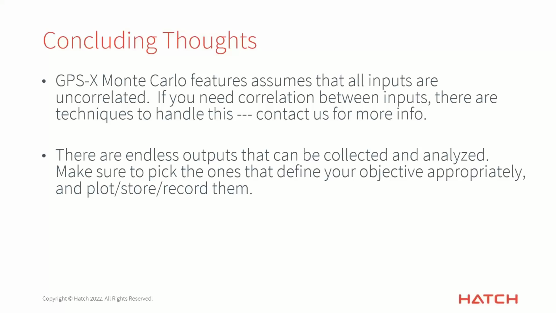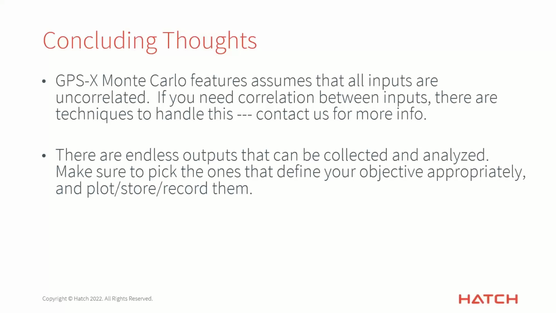Another thought is that there are endless different types of outputs that you can collect. Even though you're only selecting a handful of inputs to apply your randomness to, you can collect all the GPSX output that you like. Every one of them will be a function of whatever that simulation was, so all of them could potentially have a distribution calculated for it, and then you could analyze that.